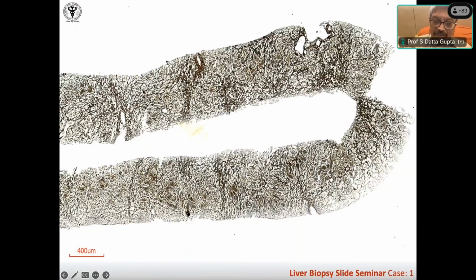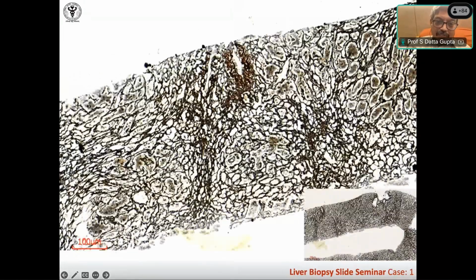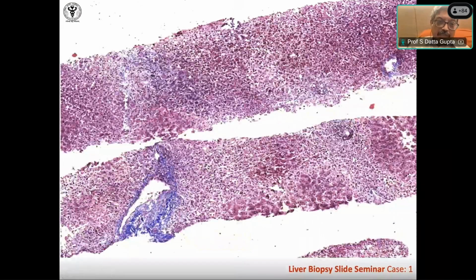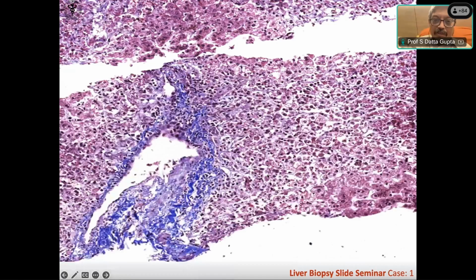It might be, yes, sir. It looks like it, but actually it's collapsed. The sinusoids which are separated have come together. But you want to confirm this. In Masson's, you see, here it doesn't stain that much, right?